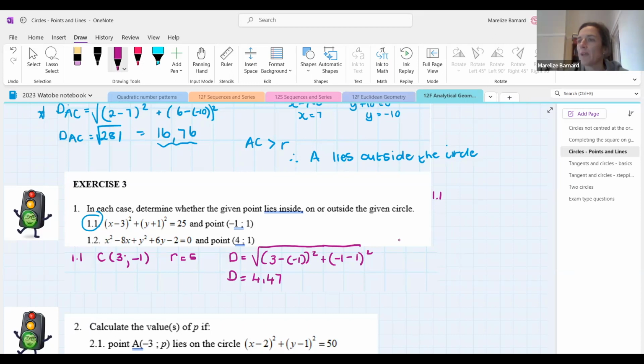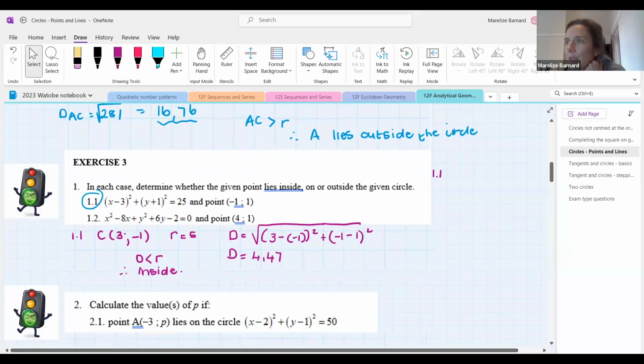So is our point in the circle, outside the circle, or on the circle? Which one is it? Put that in the chat as well. It's inside because it is smaller than r, therefore inside. Okay, excellent. Well done, guys. We are nailing this.